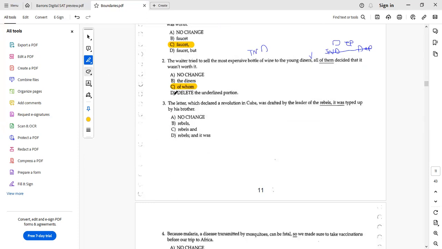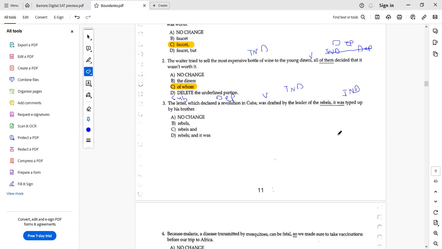This is a subject. Which declared the revolution in Cuba, this is a dependent relative clause. Was drafted, this is the verb. So now the subject and the verb make it independent. By the leader of the rebels, it was stays, another independent. So how do we join independent clauses? Not with only a comma.